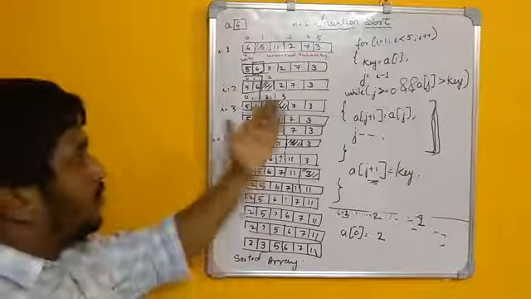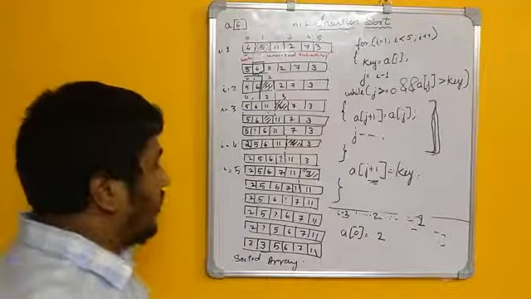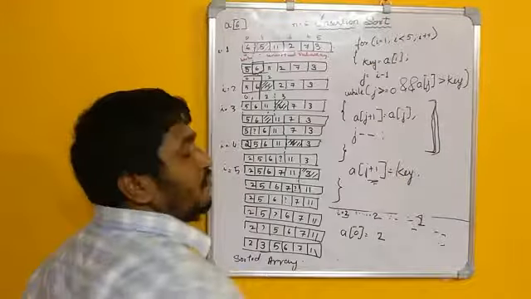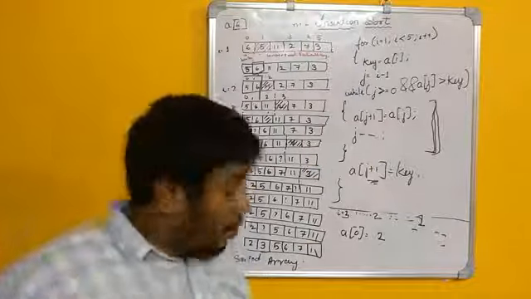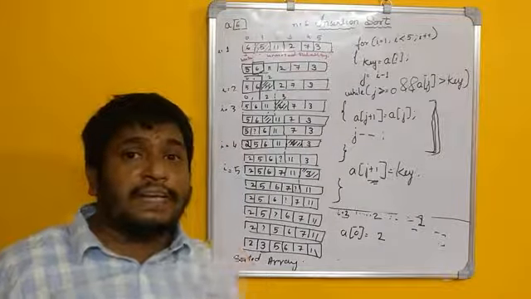I hope you understand. So it will go continuously until this condition fails, until it reaches the last. I hope you understood. Okay, this is our insertion sort.